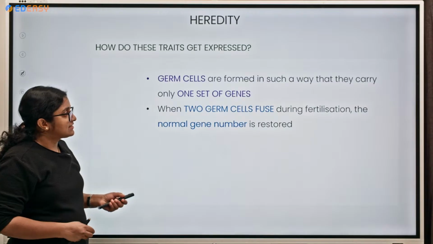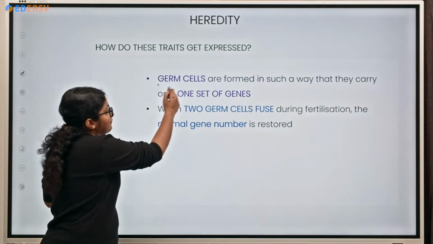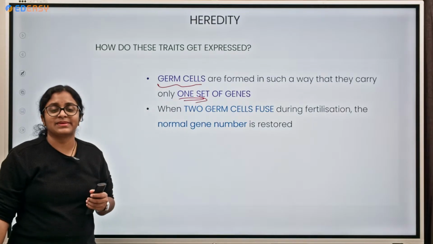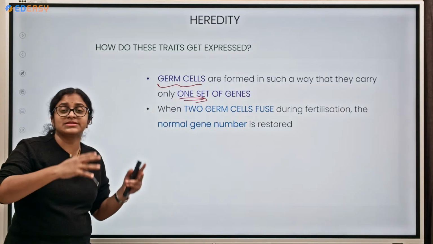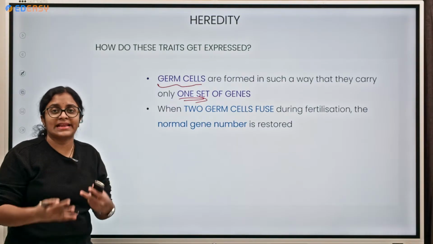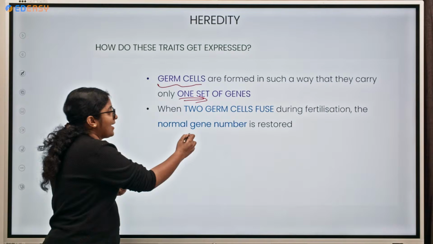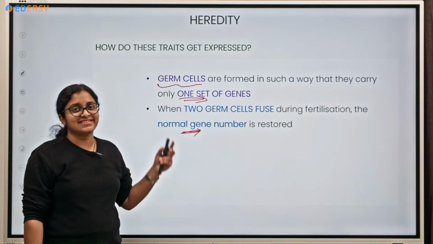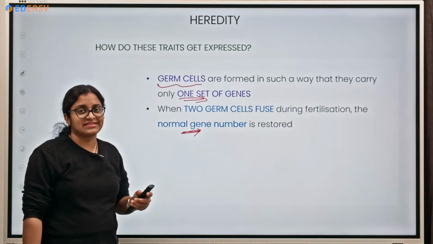Okay, so that's the reason germ cells are formed in such a way that only one set of genes is carried, and when two germ cells fuse together during the process of fertilization, we can have the restoration of the normal gene number. So this is how the traits are expressed.